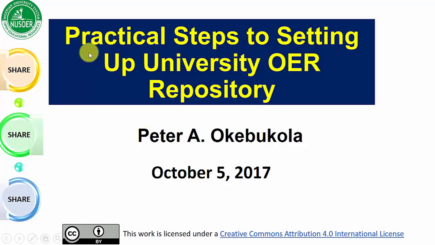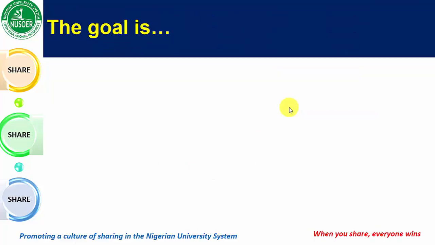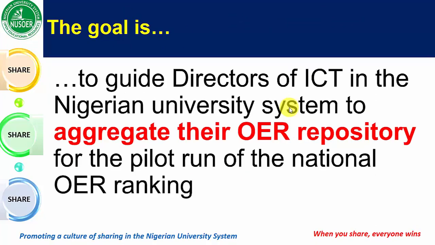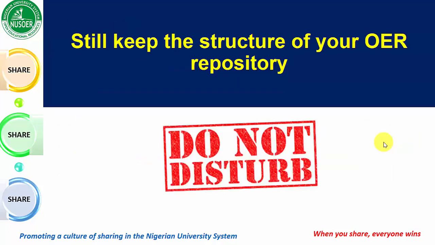We will be looking at practical steps to setting up a University OER repository. Surely all the 51 universities that are participating in this pilot run have set up their OER repositories. So this session is to further guide you as to how we can cross the T's and dot the I's. So what is the goal for this session? The goal is to guide, as I indicated earlier, directors of ICT on how you can aggregate your OER repository for the pilot run of the national OER ranking that is scheduled for this month.